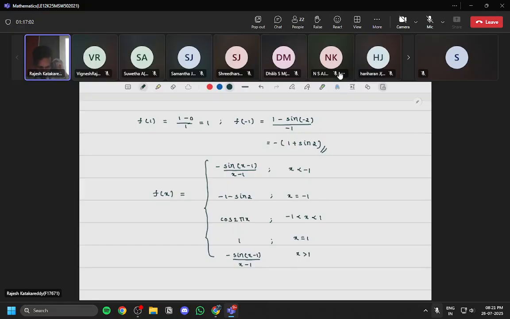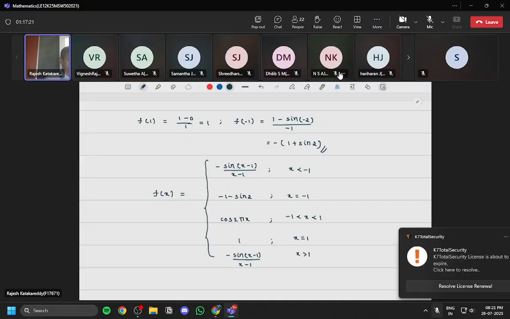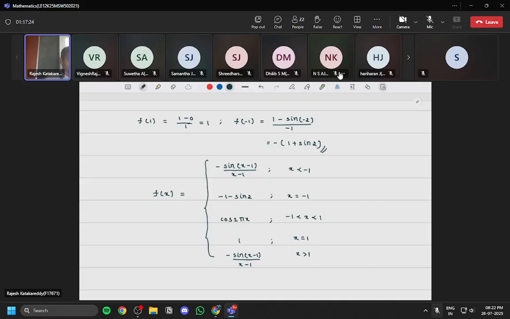So at minus 1, the left hand limit, putting minus 1 here, is sin of minus 2 divided by minus 2, so that is minus 1 by 2 into sin 2. Both numerator and denominator are negative, which we utilize. That is not equal, so it is discontinuous at minus 1. At 1, how much is this? Cos 2 pi is 1. This one, as x is approaching 1, where will this one approach?